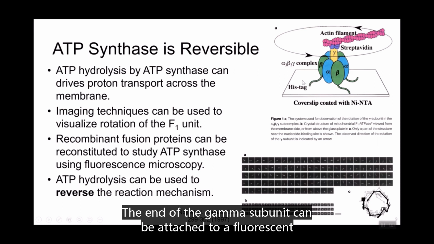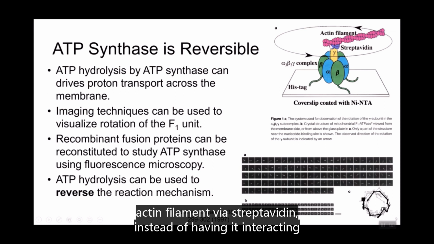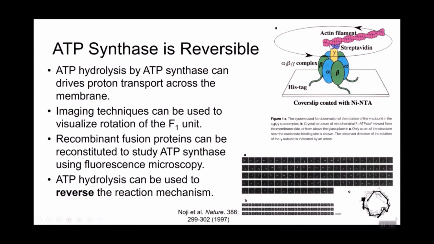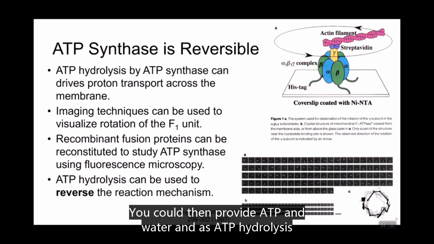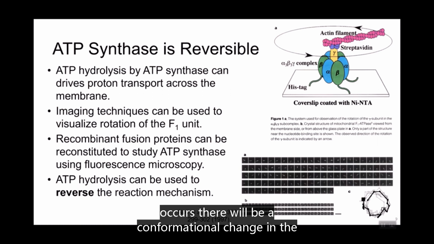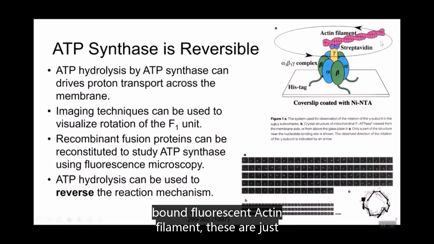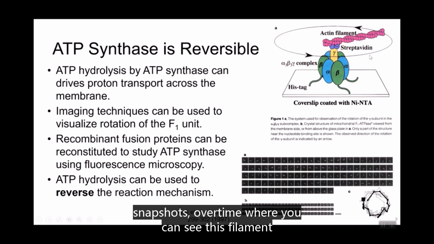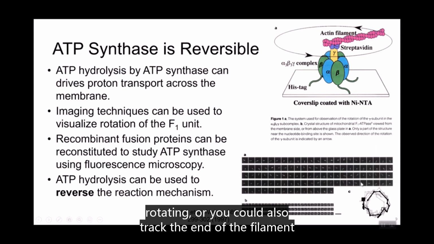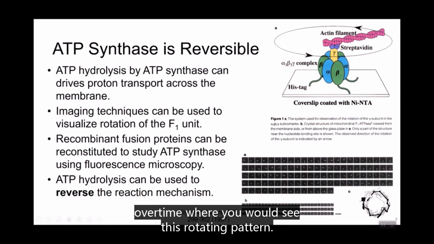The end of the gamma subunit can be attached to a fluorescent actin filament via streptavidin instead of having it interacting with the rotor. You could then provide ATP and water, and as ATP hydrolysis occurs, there will be a conformational change in the beta subunits, which will be translated through to the gamma subunit, rotating it, and the bound fluorescent actin filament. These are just snapshots over time where you can see this filament rotating. Or you could also track the end of the filament over time where you would see this rotating pattern.